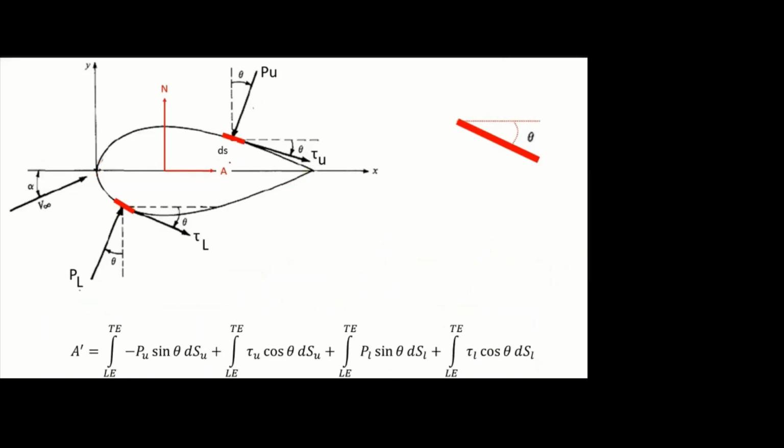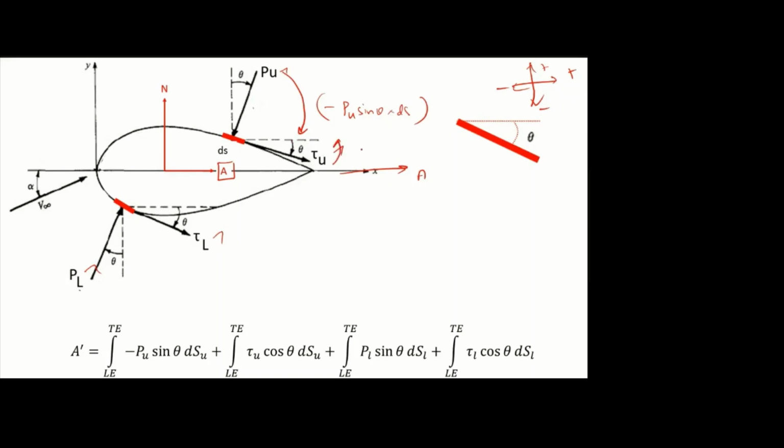Okay, now we have to find this axial force. In that case, all this pu, tau u, pl, tau l, everything has to be resolved in this horizontal direction. So see, if you resolve, it will be minus pu sin theta ds, because this is a sign convention, so it is acting left hand side, so minus pu sin theta ds.